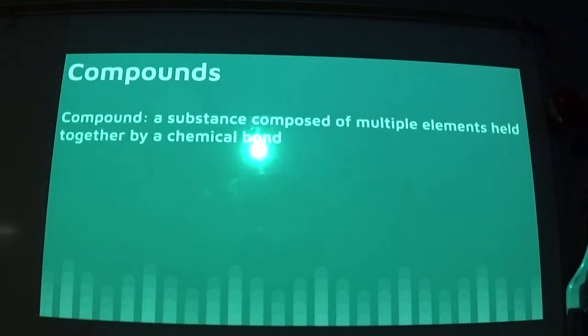Okay, so a compound is pretty simple to understand. It's just a particle made up of multiple elements. Okay, and those elements are held together by a chemical bond.